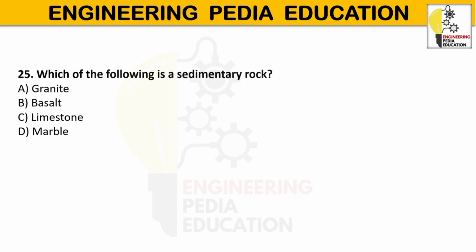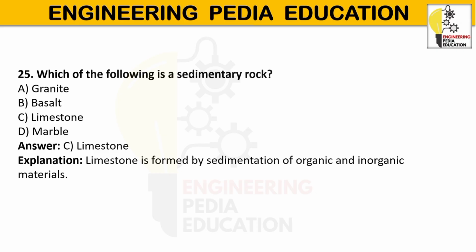Which of the following is a sedimentary rock? Granite, basalt, limestone, marble. So the correct answer is limestone. Limestone is formed by the sedimentation of organic and inorganic material. Sedimentary rocks are formed by the deposition, compaction and cementation of sediment over a long period: weathering, erosion, transportation, deposition, compaction, cementation.